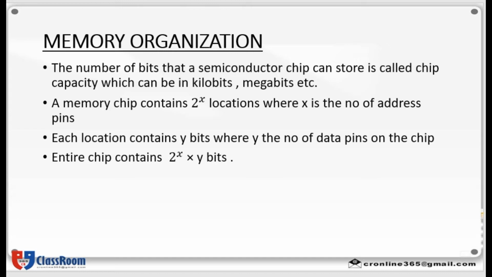A memory chip contains 2 raised to x locations where x represents number of address pins. Each location contains y bits where y represents number of data pins on the chip. Entire chip contains 2 raised to x into y bits where x represents number of address pins and y represents number of data pins.